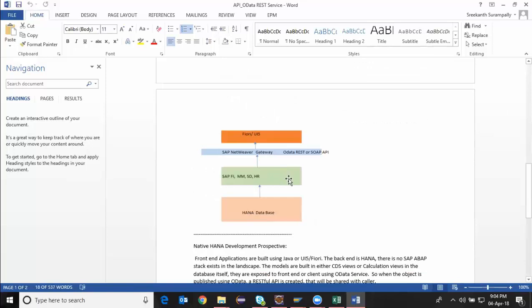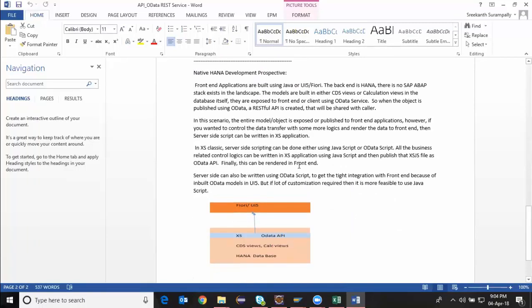Okay, so I've given a simple example. This is your HANA database, and you've got S4 modules here, simple finance, simple logistics, and you have a NetWeaver gateway to connect to Fiori. This is the current situation, all the people are using this one.